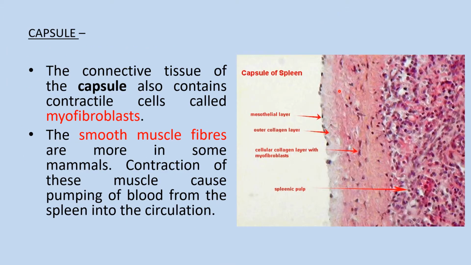The connective tissue of the capsule also contains contractile cells, called myofibroblasts. The smooth muscle fibers are more numerous in some mammals, and the contraction of these smooth muscles causes pumping of blood from the spleen into the circulation.